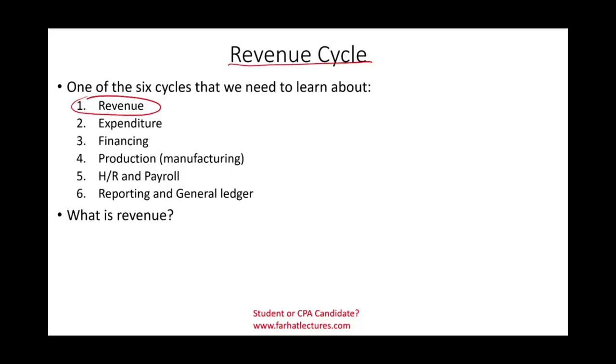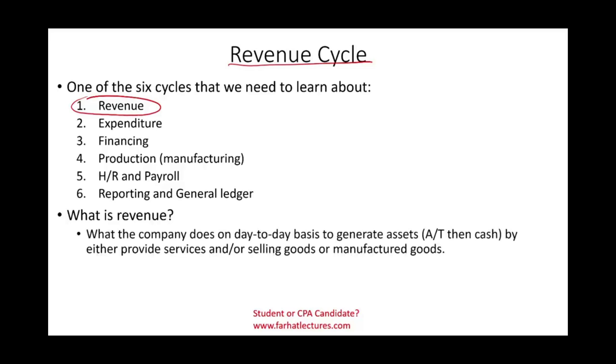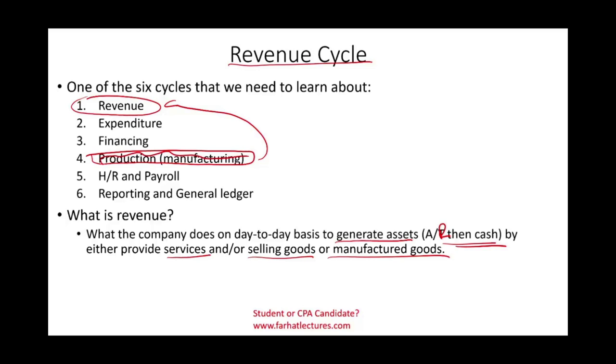So what is revenue, just in case we don't know what revenue is? It's what the company does on a day-to-day basis to generate assets, usually account receivable, then transfer that receivable into cash by either providing services or selling goods, or both, or manufactured goods. Sometimes you could be a manufacturing company where you have to manufacture the good first, like you have a production cycle, then the production cycle will feed into the revenue cycle. And sometimes you're just a retailer and there is no production cycle, you basically buy and sell the material.